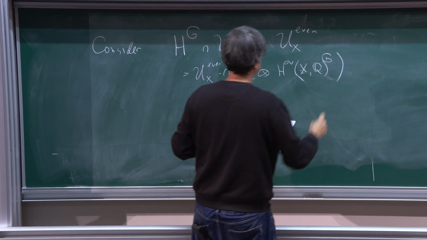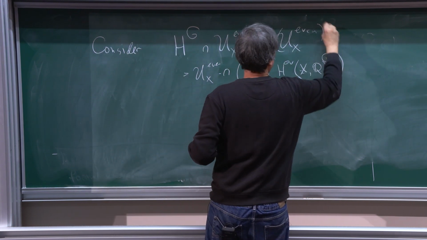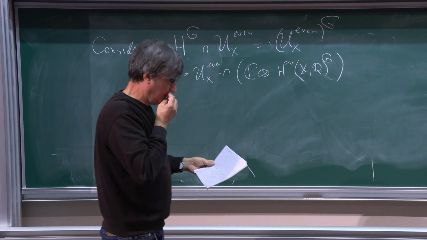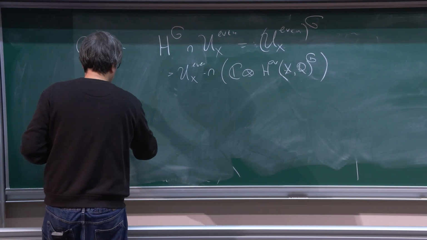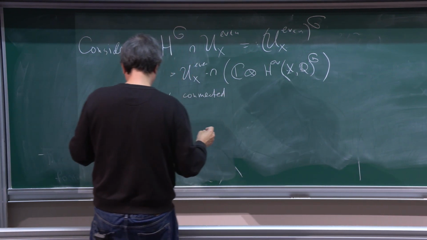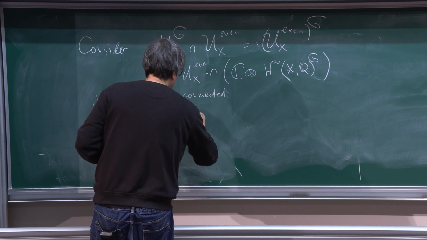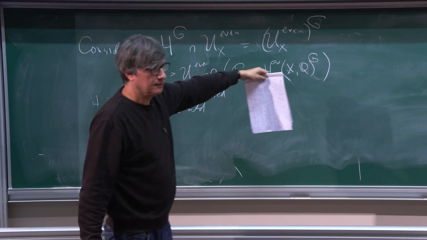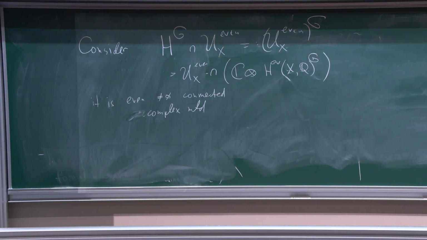Why write it equal to UH even? Sorry? H to even G, this G-invariant part. Yes, it is purely even. Again, it is a non-empty, connected, smooth complex manifold. The dimension is equal to the rank of the space of Hodge classes. So this one is the trivial representation.